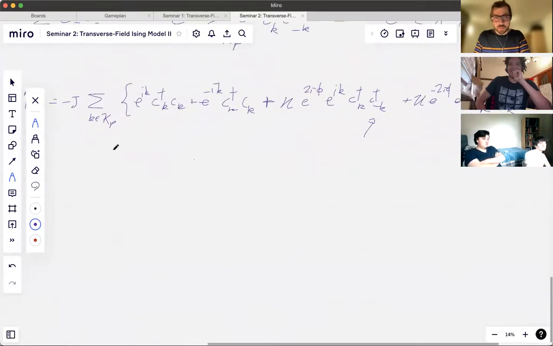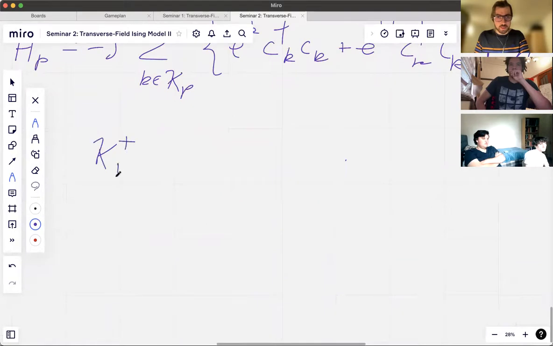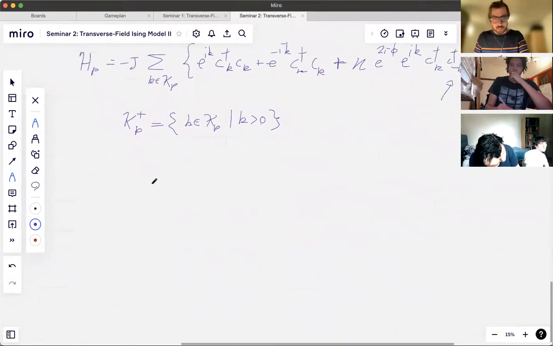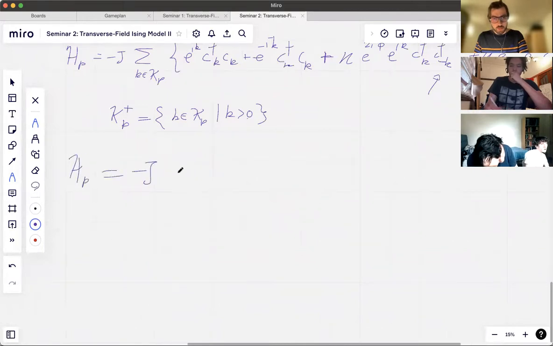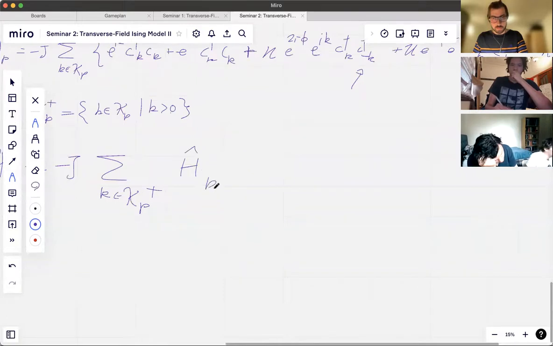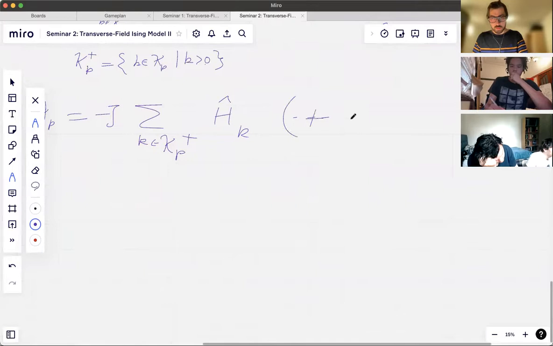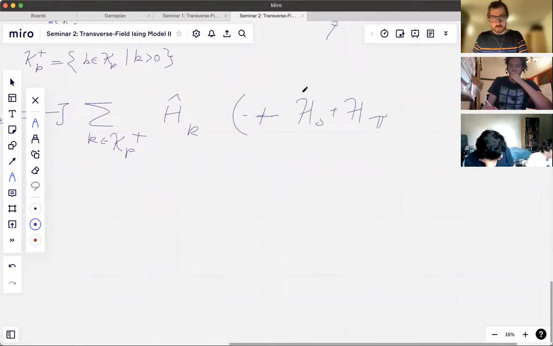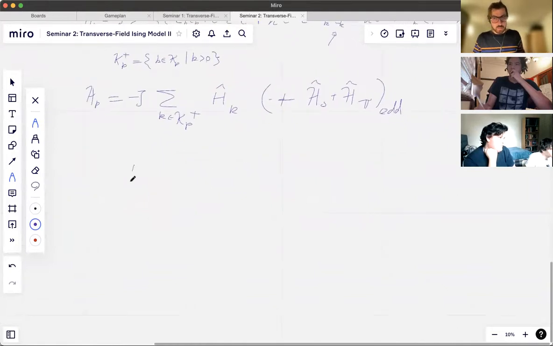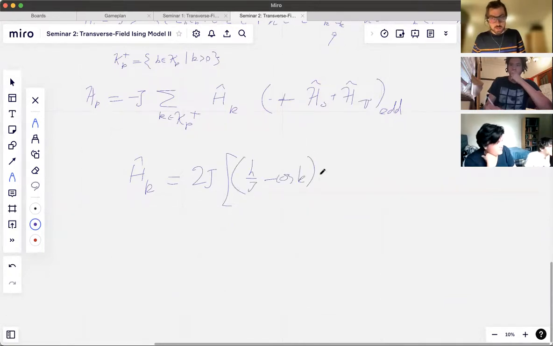So to deal with the index wrangling, I'm going to have to define K plus, which is the set of k in K_P that are positive. And so sparing you the gory details, what you end up with, I'll explain that in a second, where H_k is 2J big bracket h over J minus cos k, c†_k c_k minus c_{-k} c†_{-k}.